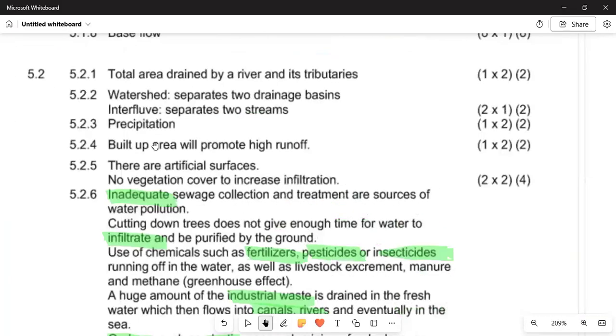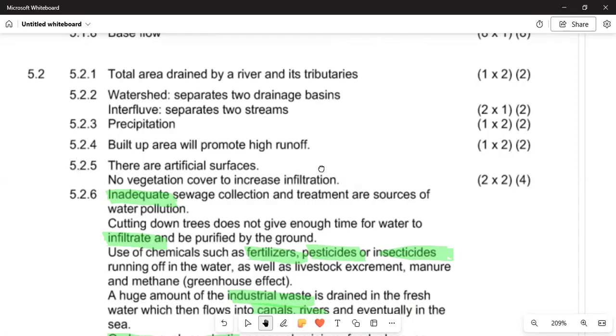So we can see, they say, there are artificial surfaces, there is no vegetation to increase infiltration. And then I can see that we are having those answers. But I want us again to go to 5.2.4.